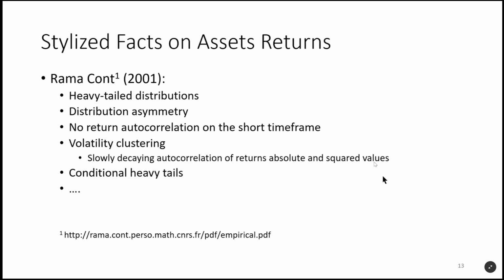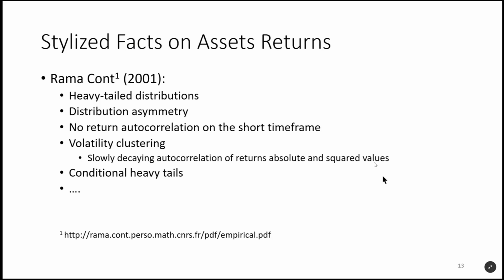So we know that asset return distributions have fat tails. So it's kind of naive to think that a single instrument will have a normal distribution, but still normal distribution works fine for very well diversified portfolios. We also know about the distribution asymmetry. As I mentioned before, there is no return autocorrelation, at least at short time frames. So, for example, it's very hard to find any statistically significant autocorrelation on a daily basis.